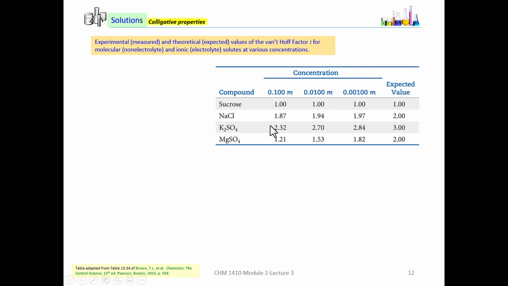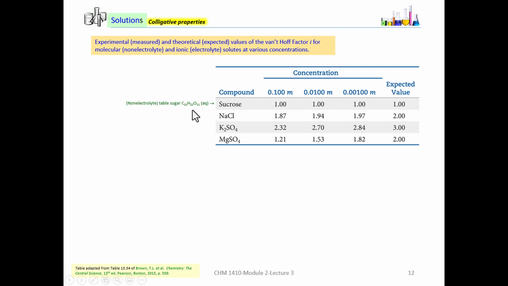Here's some experimental data, meaning measured data versus theoretical expected values of the van 't Hoff factor i for both molecular non-electrolyte and ionic electrolyte solutes at various concentrations. So we see here for sucrose at a 0.1 molal concentration, these would be for water solutions, the expected value is 1, and you see no matter what the concentration, it stays at 1. This is a molecular substance.